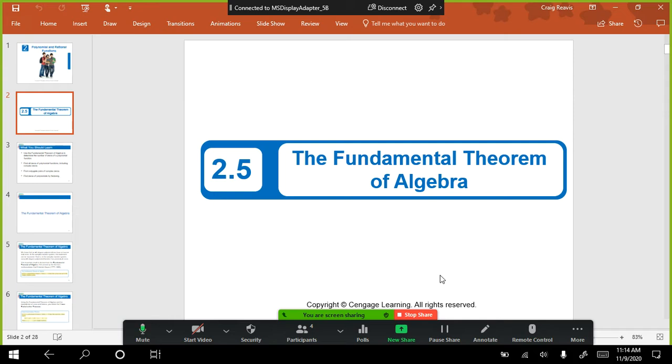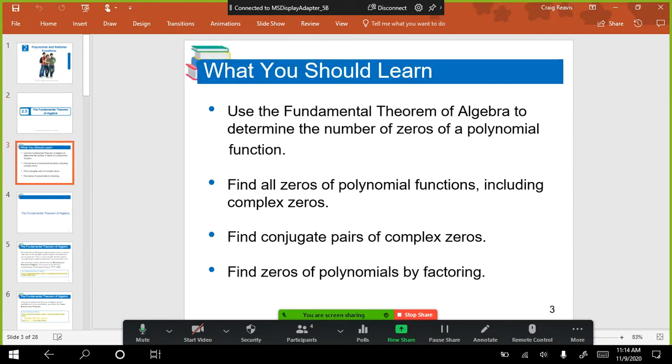So, fundamental theorem of algebra. This is the fifth section out of chapter 2. I think there's a total of 8 sections. So, we're starting to get towards the end of this chapter. Here's what we've specifically been doing. Use the fundamental theorem of algebra to determine the number of zeros of a polynomial function. And then we're spending most of the time really finding the zeros of polynomial functions.